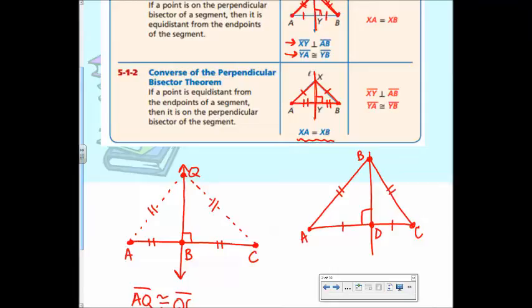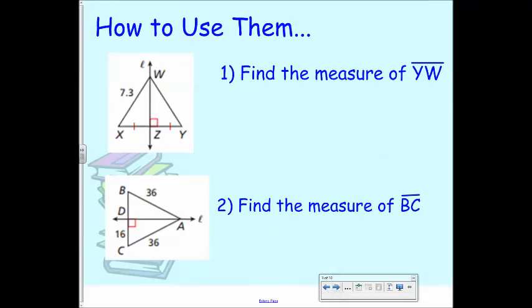So using those theorems, how could I find the measure of YW? What would be the measure of YW? We know that it would have to be 7.3. Because looking at this figure, I know WZ is a perpendicular bisector because there's a right angle and the two parts are congruent. Therefore, this line, XW, must be equal to WY, or YW. So YW must equal 7.3.